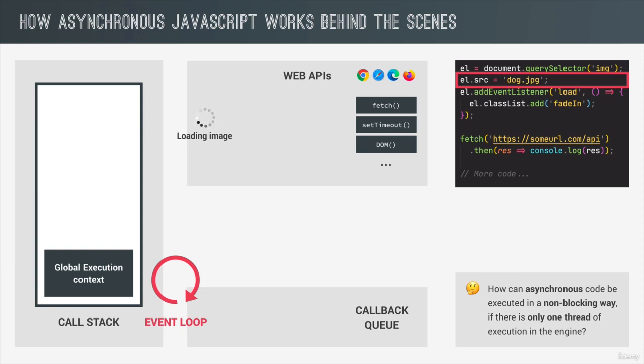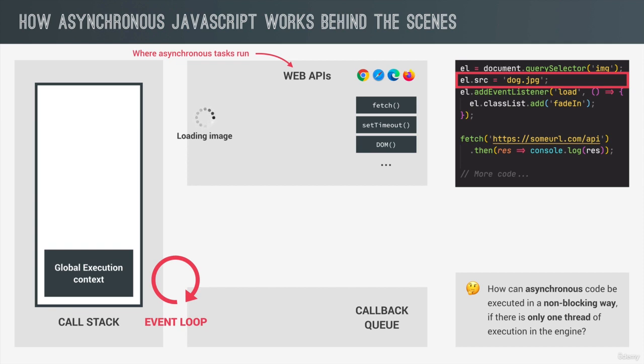So, as you already know, everything related to the DOM is not really part of JavaScript, but of the web APIs. And so it's in the web APIs environment where the asynchronous tasks related to the DOM will run. And in fact, the same is true for timers, AJAX calls, and really all other asynchronous tasks. So again, these asynchronous tasks will all run in the web APIs environment of the browser.